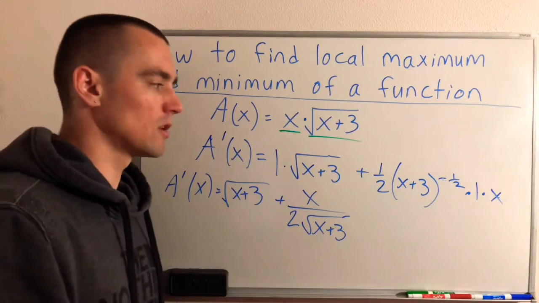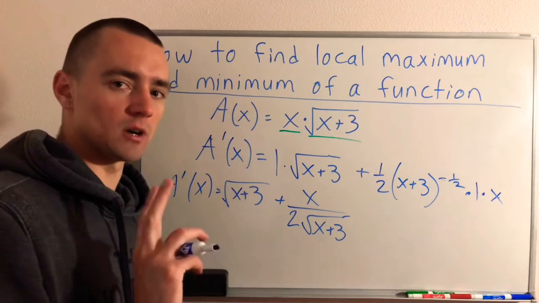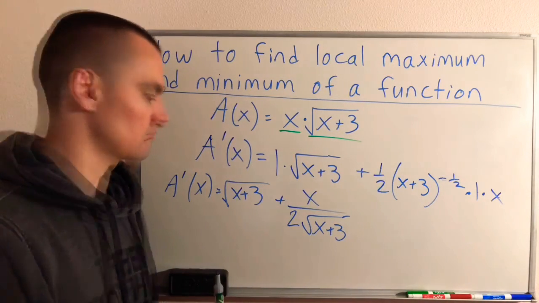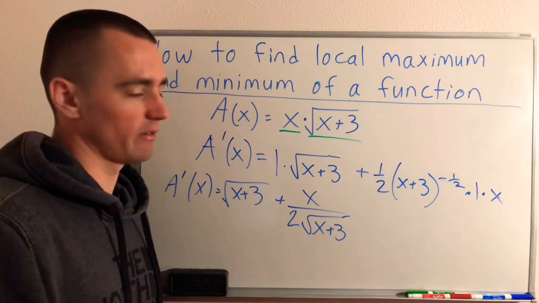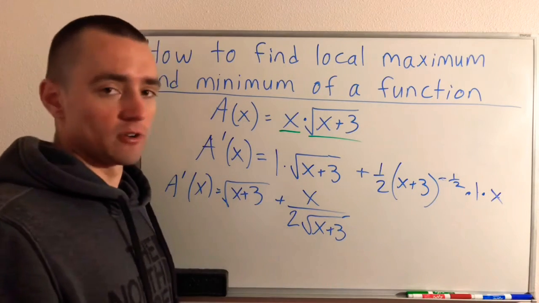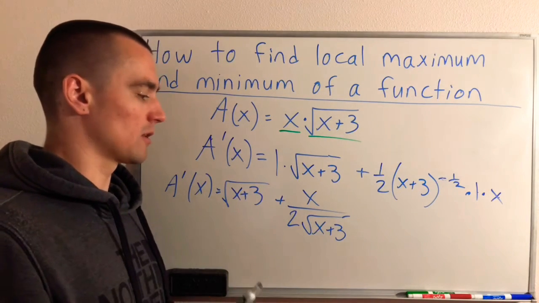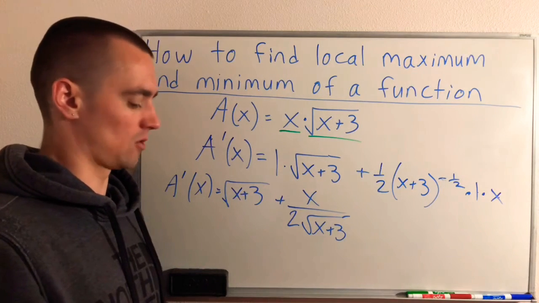To find the critical numbers, we need to figure out where our derivative equals 0, and we need to figure out where our derivative does not exist. There's a couple places that might cause this derivative to not exist. Whenever you're looking at a function like this and you're trying to figure out where it doesn't exist, you want to think about a couple things that frequently cause functions to not exist at certain points.